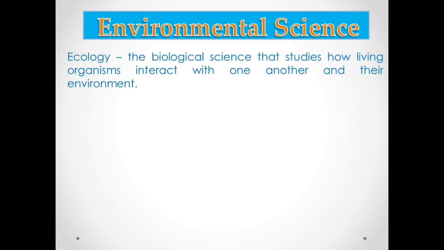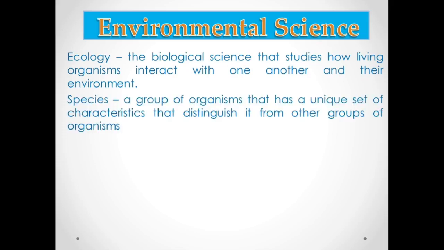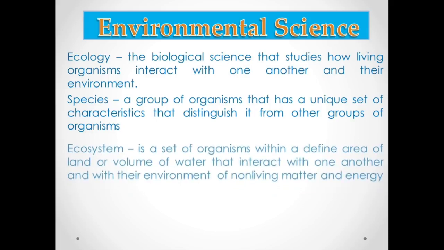The key component of studying environmental science is ecology. Ecology is the biological science that studies how living organisms interact with one another and with their environment. This group of organisms can also be called a species. A species is a group of organisms that has a unique set of characteristics that distinguish it from other groups of organisms. So you have species of fish, species of mammals, species of dogs or cats, or a species of birds. These are groups of organisms with unique characteristics that distinguish them from other groups. The main focus of ecology is the study of the ecosystem.